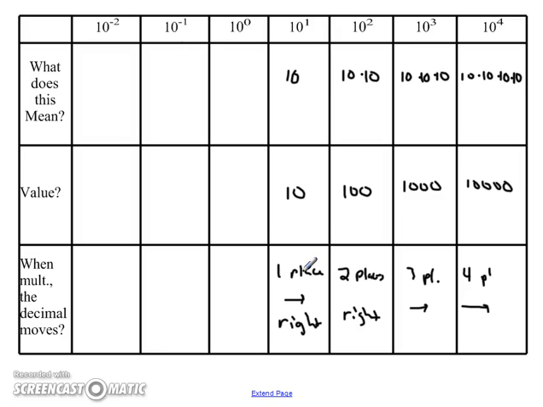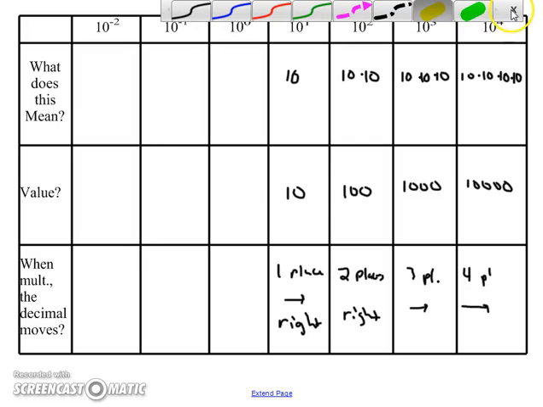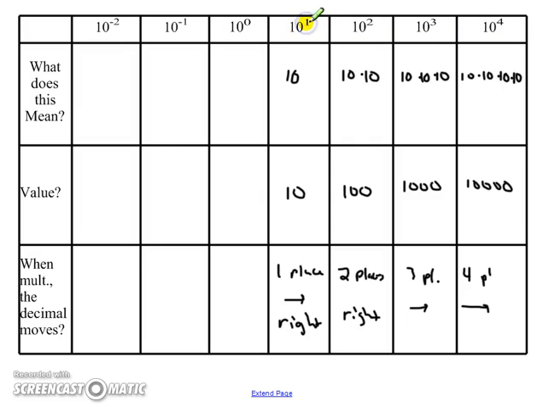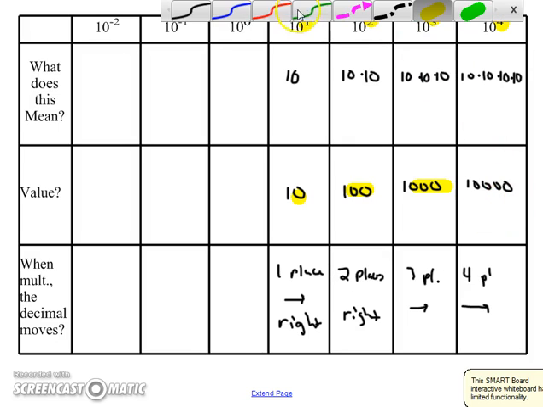And how do I determine that? Well, one, it could be the exponent, because you'll notice here, let me get my highlighter out here again. Okay, 10 to the first power, I went one place to the right. 10 squared, I went 2 places to the right. 10 to the third, 3 places. 10 to the fourth, 4 places. Or you could go by number of zeros. 1 zero, 1 place. 2 zeros, 2 places. 3 zeros, 3 places. 4 zeros, 4 places, and so on. Okay, so those are some of the shortcuts. Now let's go back the other way.